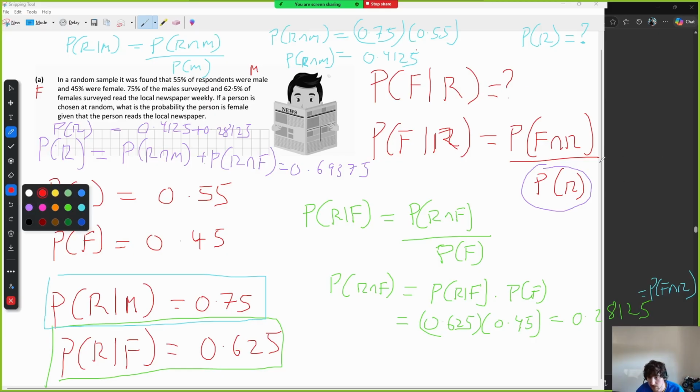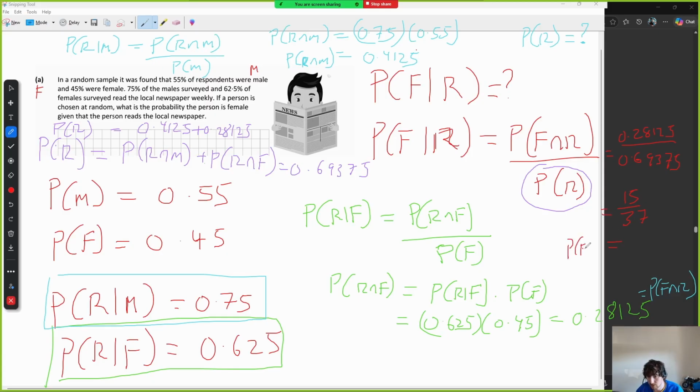Let me get a good color for that. I can use red here. So the intersect was this thing here, 0.28125, all over this new number we got here, 0.69375, and that is the answer to the question. So I'll just tidy it up. But yeah, very tough, very tough. But again, if you can't get that out fully, there was still loads of room to pick up a ton of marks in this question. So that works out as 15 over 37.